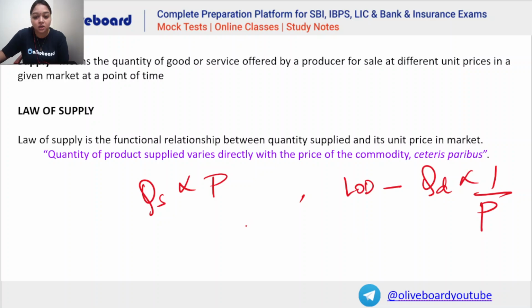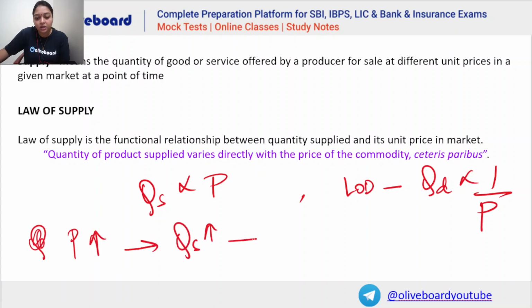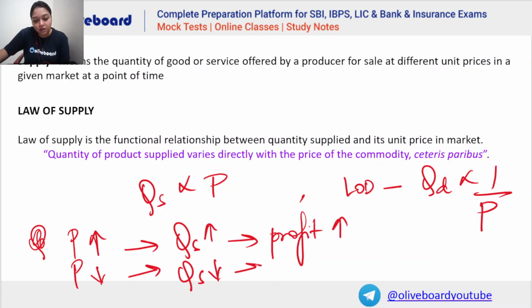So now we know that when price increases, quantity supplied also increases, for obvious reasons, right? Because producers want more profit. When price is more, if you sell more, you will get more profit, right? So that is the reason. So when price decreases, quantity supplied decreases because producers want to minimize loss.